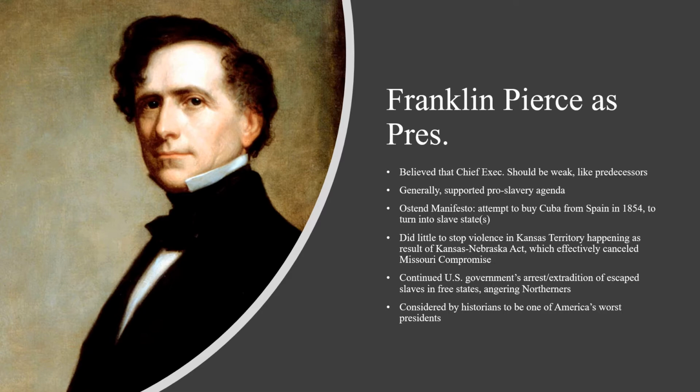Pierce supported the Ostend Manifesto, an attempt by pro-slavery U.S. ambassadors to purchase Cuba from Spain and threaten war if Spain refused. The ambassadors wanted to turn Cuba into at least 2 new slave states. When the manifesto became public in 1854, Pierce's administration lost much of its credibility in the eyes of anti-slavery Americans.